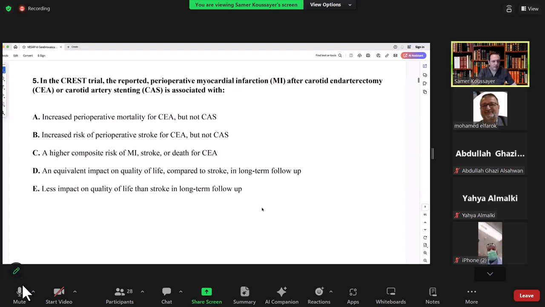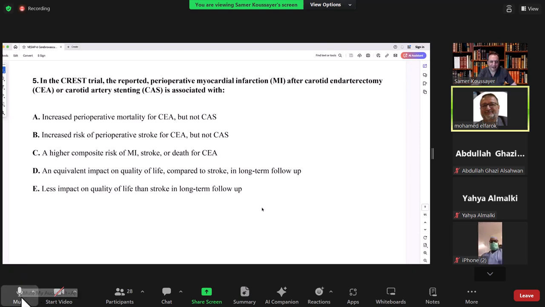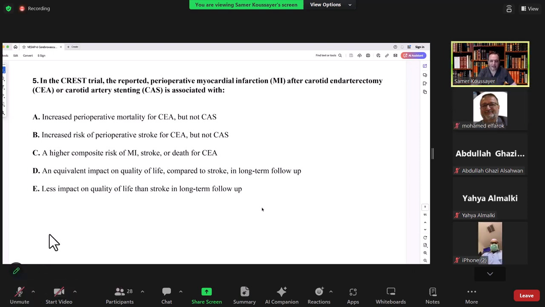But I think even the E is wrong. It should be that stroke has more impact on quality of life than MI, because MI has less impact. Yes, I agree. Anyway, guys, what you have to learn is that MI has less impact on your life quality than stroke. Okay, this is the end of it.